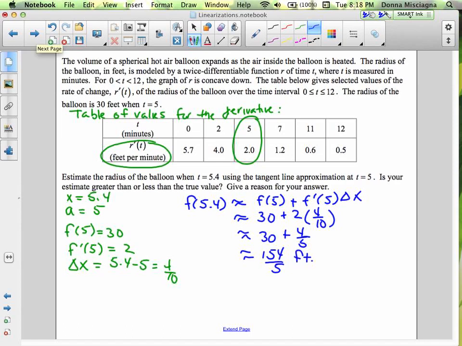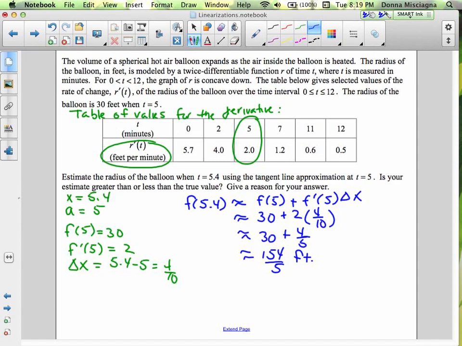All right, so the approximate radius, excuse me, not radius. Yes, radius. So the approximate radius of the balloon when the time is 5.4 seconds is 154/5 feet.